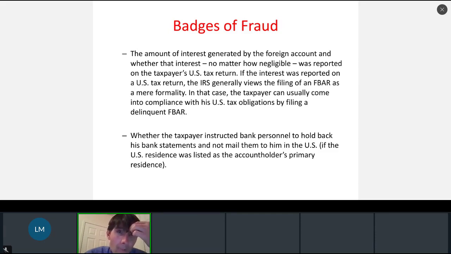Another badge of fraud was whether the taxpayer instructed bank personnel to hold back bank statements and not mail them to him in the U.S.